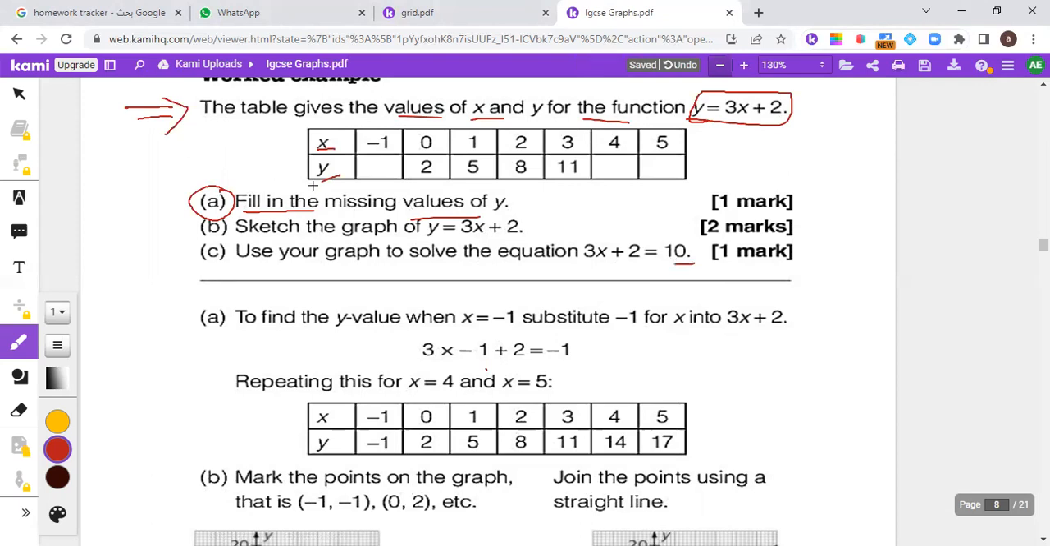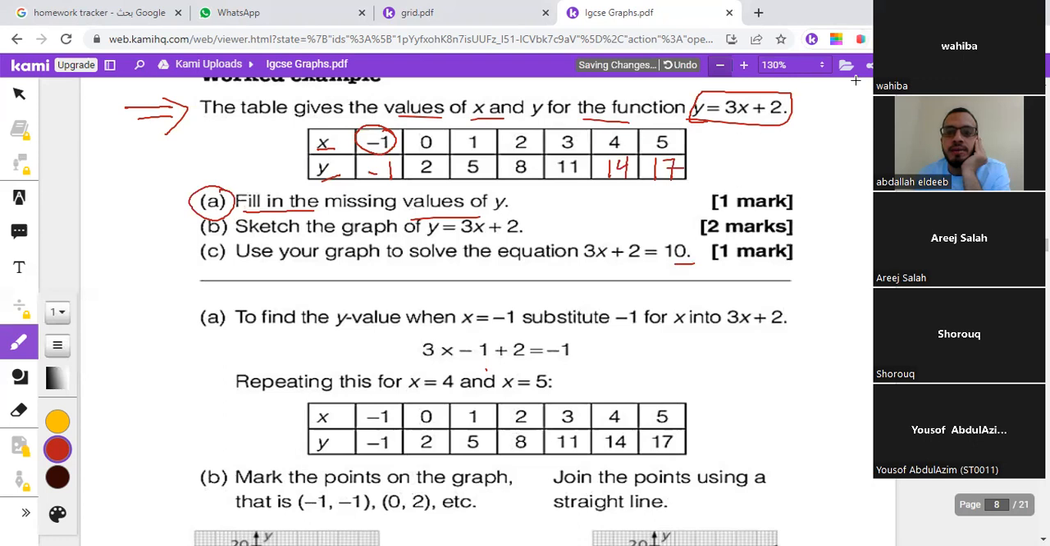Okay, so first we need to find the missing values. To find the value of y when x equals 1, what should I do? Sir, I got the answer. Yes, what is the answer? The values are 11, 14, 17.